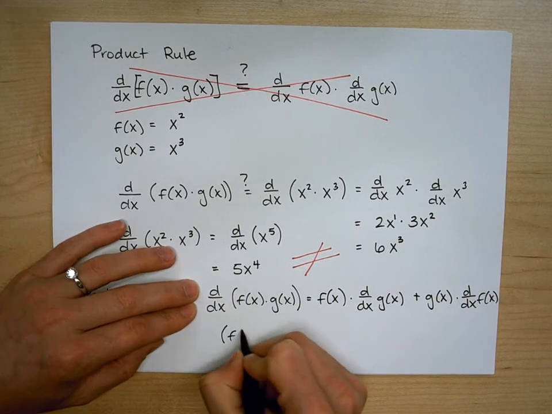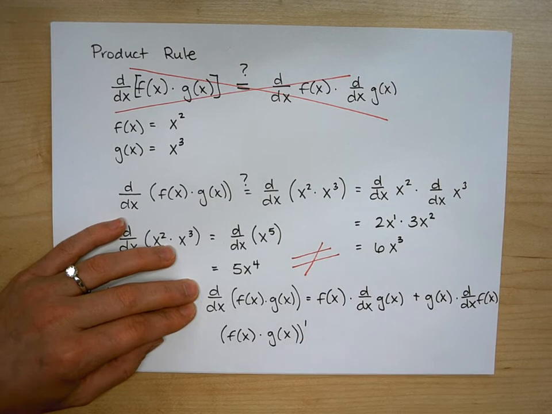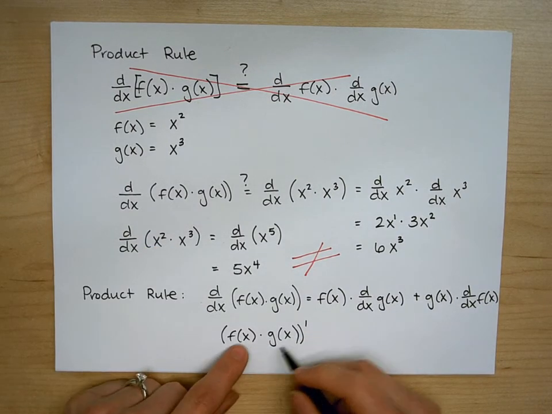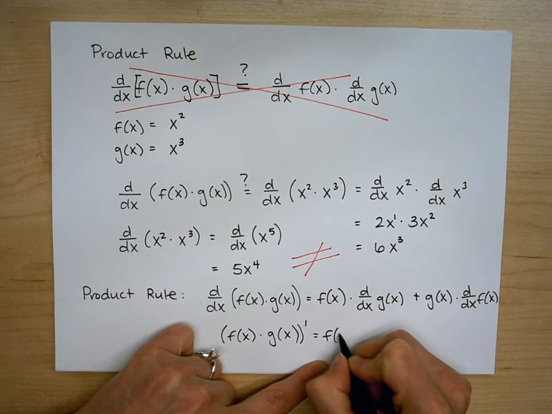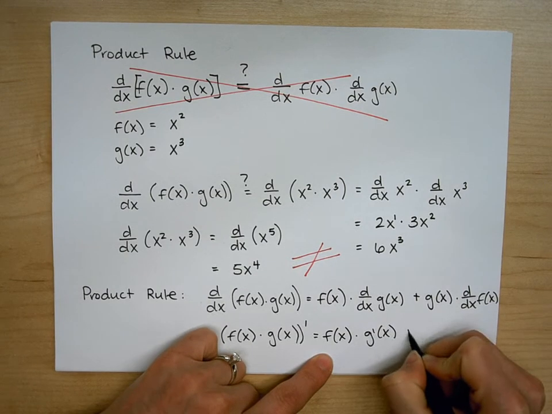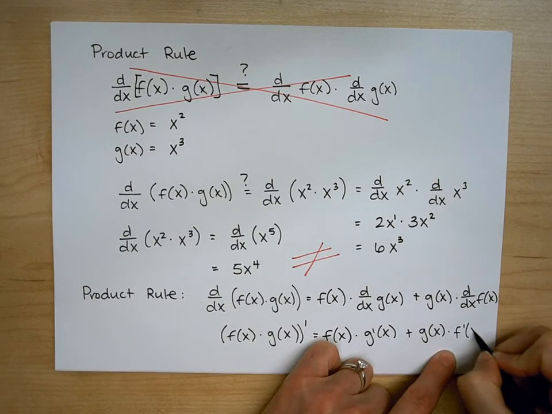Let's say that I did prime notation instead, just because I want to get familiar with all the different notations that we have. So using prime notation, the derivative would be f times g prime. So that would be f. This in prime notation is g prime of x. And then this in prime notation is f prime of x.